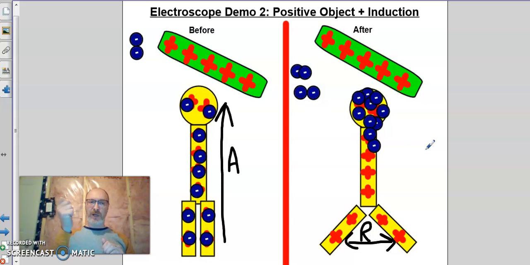When we brought that positive charge rod close by, the leaves spread apart. Well, here's the reason why. Electrons move to the top of the rod and the sphere of the electroscope, and then left the leaves with a positive charge, and again, like charges repel. Okay? So we'll see you in the third video.